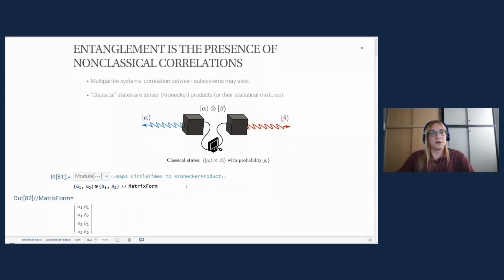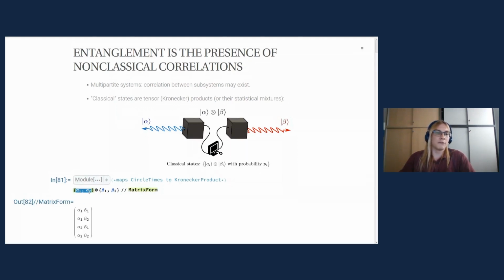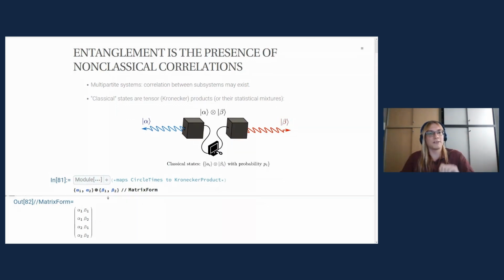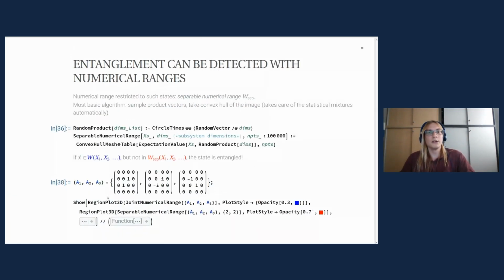So a classical state could have a form like this using the Kronecker product. If we have a two-dimensional qubit on one side, described by alpha 1 and alpha 2, and a two-dimensional qubit on the other side described by beta 1 and beta 2, that would be the Kronecker product, the tensor product, of the states in the compound four-dimensional space. And how can we use these numerical ranges? Well, we could make a very similar algorithm to what we had done before. Just sample random states, but in this case, they would be random product states.